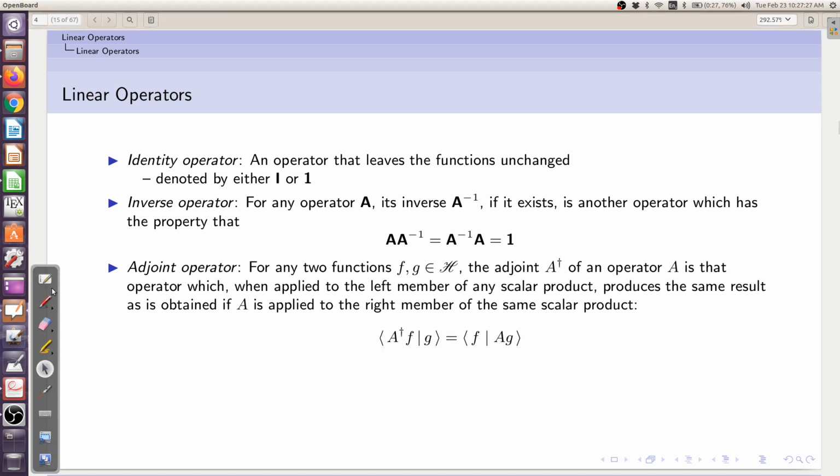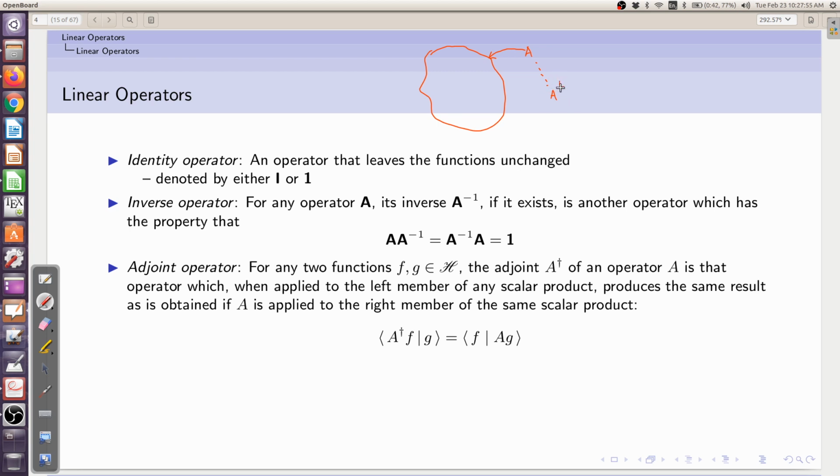Suppose I have some Hilbert space, and on this Hilbert space there is some linear operator A which is defined on it. Then this operator will have a corresponding adjoint, which is represented as A dagger.